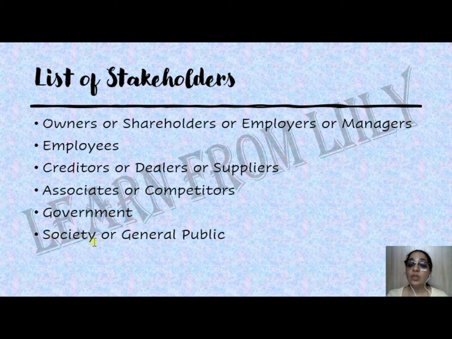And then we have the society or the general public. Any person, any public community depends on certain organizations for their requirements, their day-to-day requirements. So that way they are also dependent on the organization. They have a stake in the organization. They are interested in the well-being of the organization. So now, later on, we are going to see how each and every one of these stakeholders is affected or what they expect out of the organization.